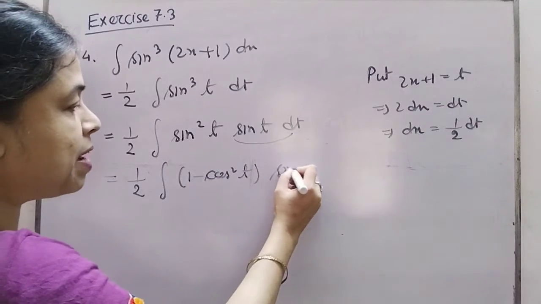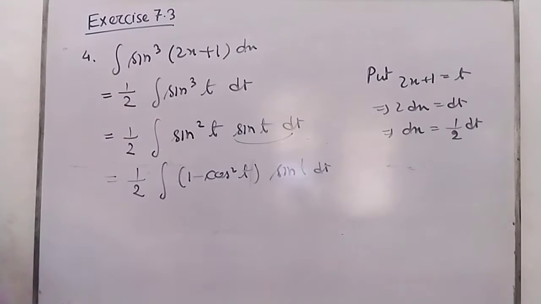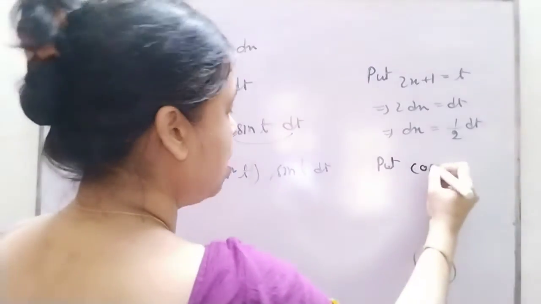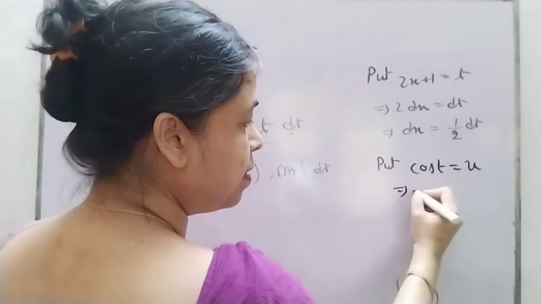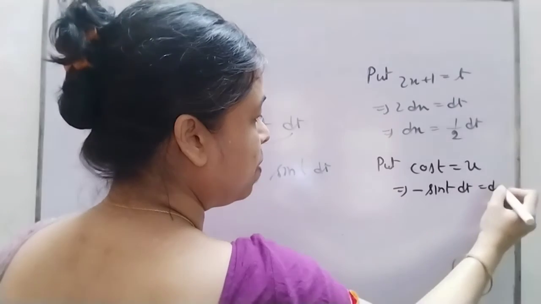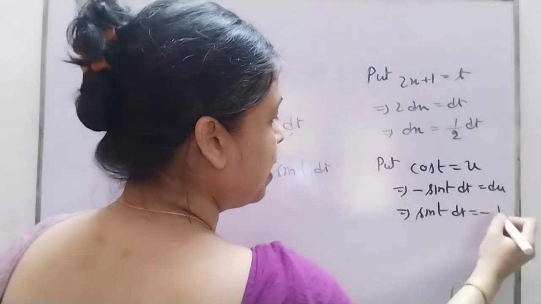Hope you remember the method. When you have something like this, what do you have to do? Write square of cos function, to convert in terms of square of cos function. Then put again the substitution: cos t is equal to say u. Then the derivative of cos t is minus sin t. Minus sin t dt is equal to du. So sin t dt is equal to minus du.